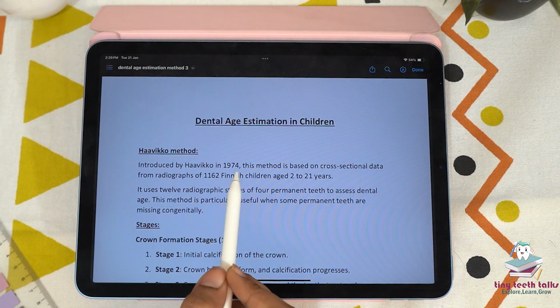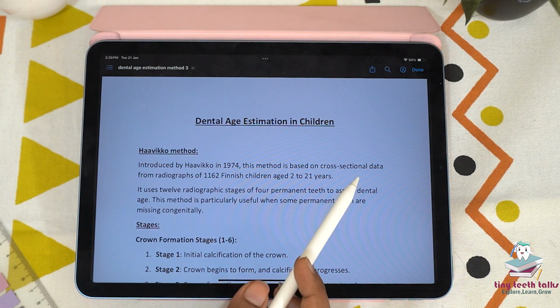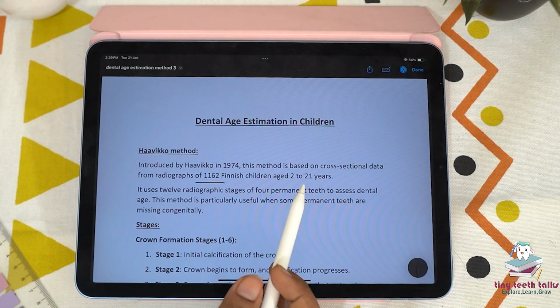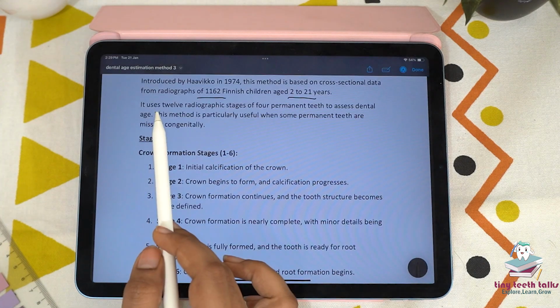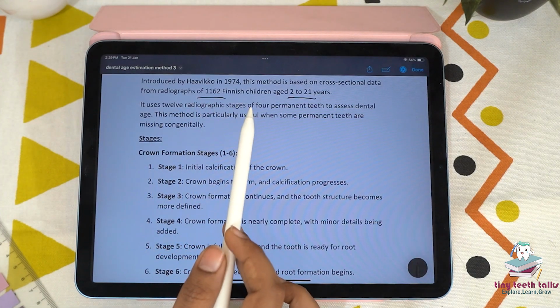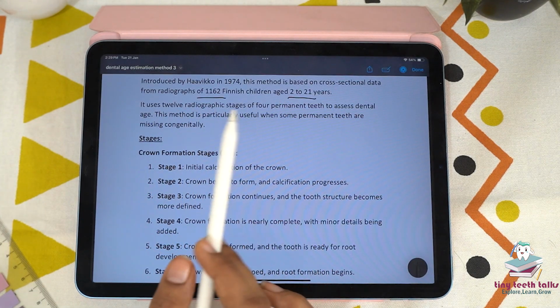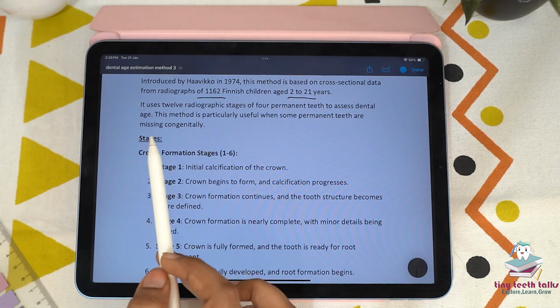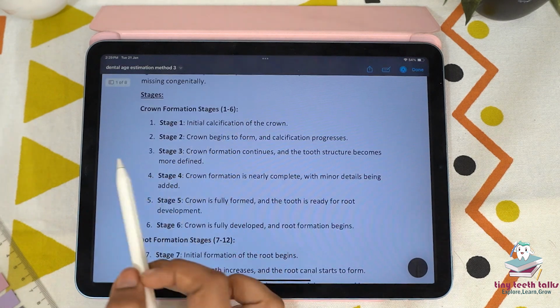Introduced by Haavikko in 1974, this method is based on cross-sectional data from radiographs of 116 Finnish children aged 2 to 21 years. It uses 12 radiographic stages of 4 permanent teeth to assess dental age. This method is particularly useful when some permanent teeth are missing congenitally. So these are the stages.